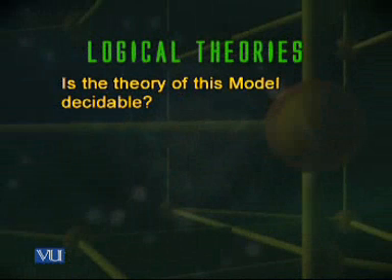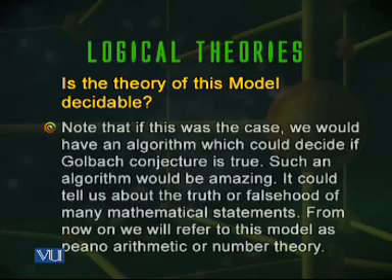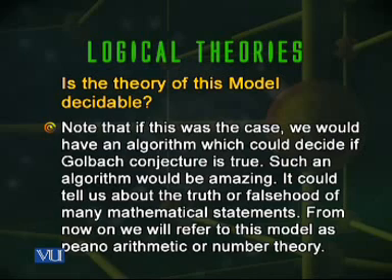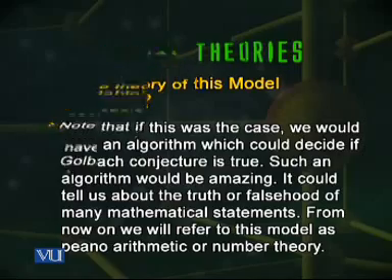Let's continue. The most important question is: is the theory of this model decidable? Note that if this was the case, we would have an algorithm which could decide if Goldbach's conjecture is true. Such an algorithm would be amazing. It could tell us about the truth or falsehood of many mathematical statements that we are interested in. So, if this theory were decidable, and we were able to find an algorithm which decided this theory, we would simply program that algorithm in a computer and then give it Goldbach's conjecture as an input and sit back.